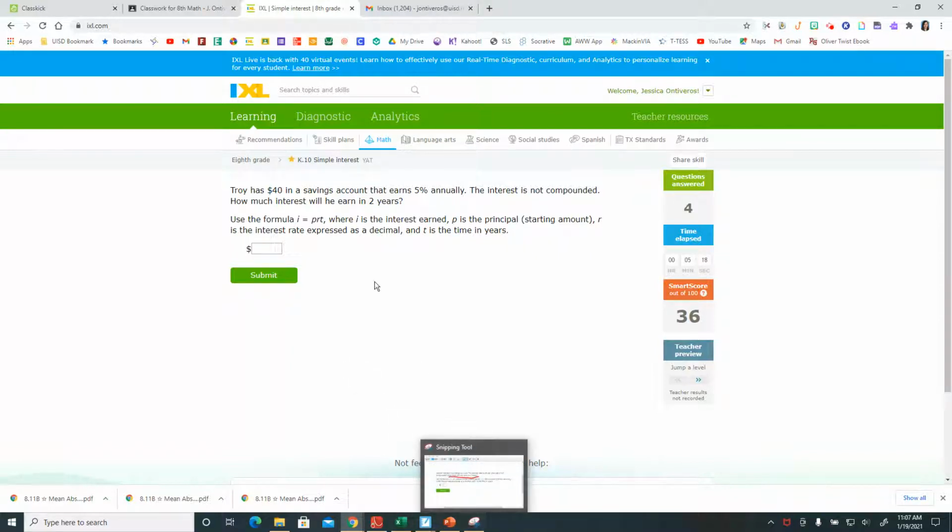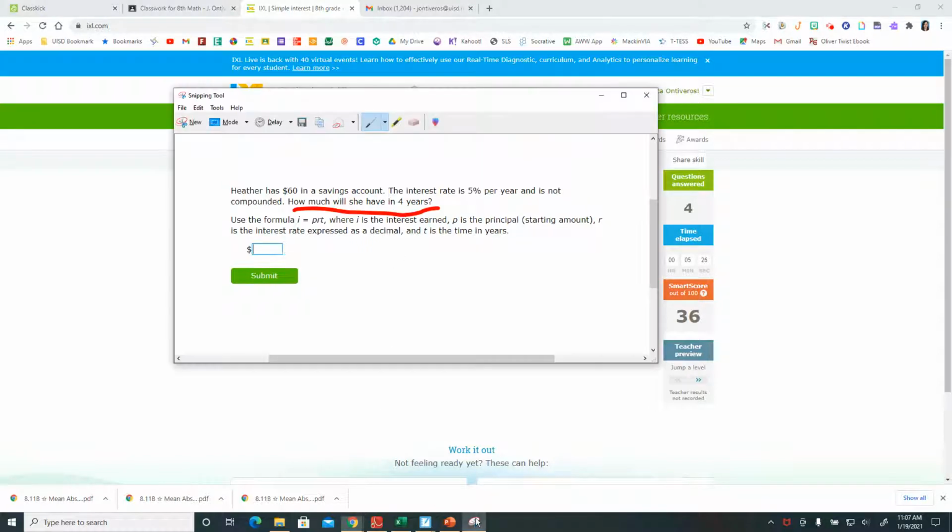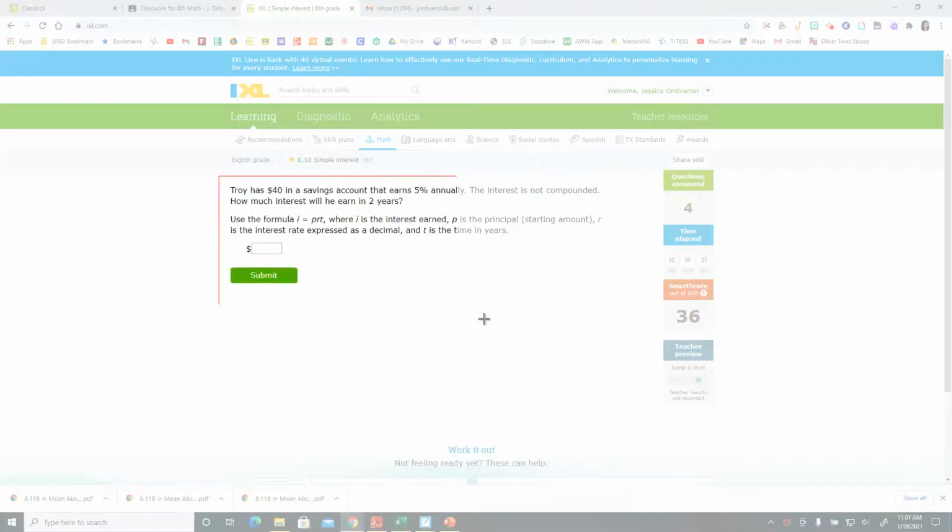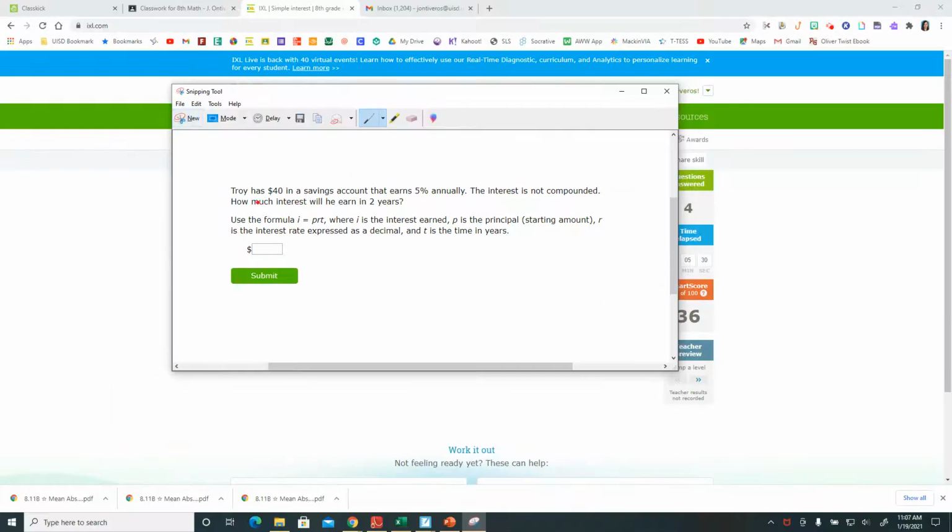So in this case, it says Troy has $40 in savings accounts that earns 5% annually. The interest is not compounded. How much interest will he earn in 2 years? Okay, so here I need you to be very careful because look at the question. It says how much interest. So notice that in the question you have how much is the interest.